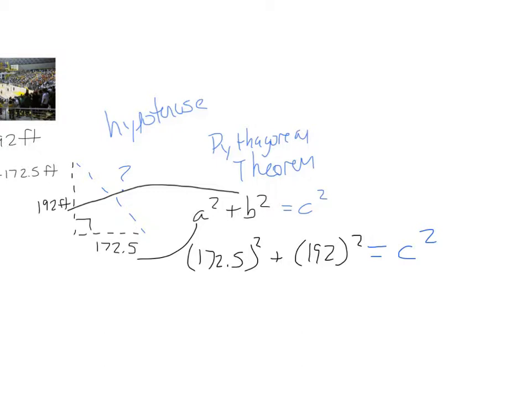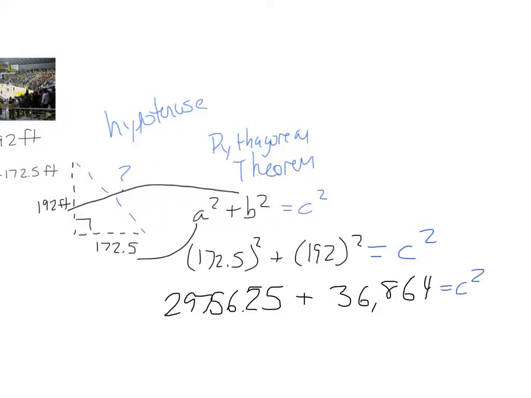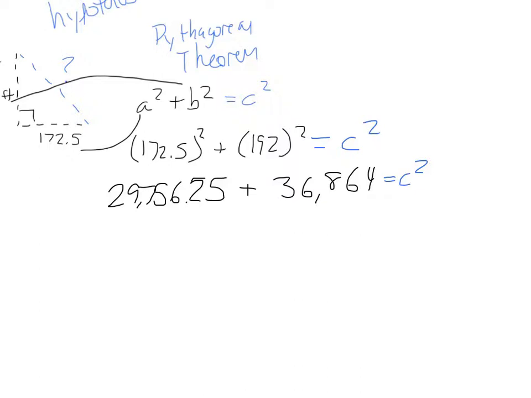All right, so let's see, what do we get? Well, 172.5 squared will get you 29756.25. We'll add that to 192 squared, which is 36,864. And again, that has to equal c squared. I should have had a comma right there. All right, so if I add those two things up, what I end up getting is 66620.25. And again, that equals c squared.